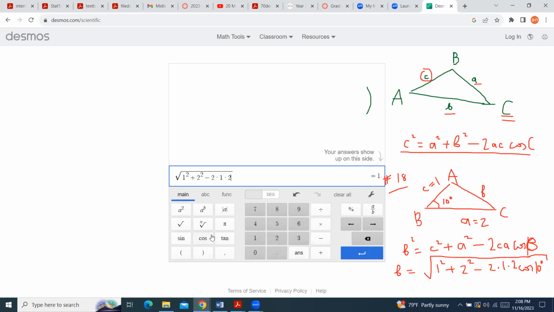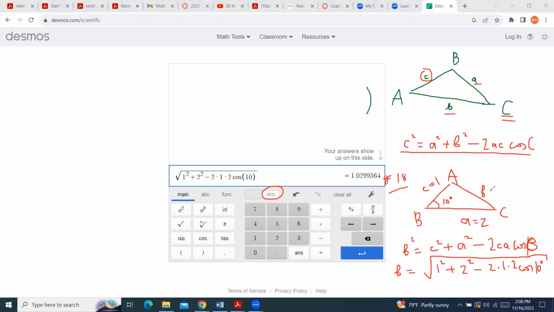And of course, times the cosine of this 10 degrees angle. If you're using some other calculator, make sure that you have the degrees mode on, not radians, because if I decide to click on radians, notice the answer is 2 something, but the actual answer is 1.0, whatever, 29.